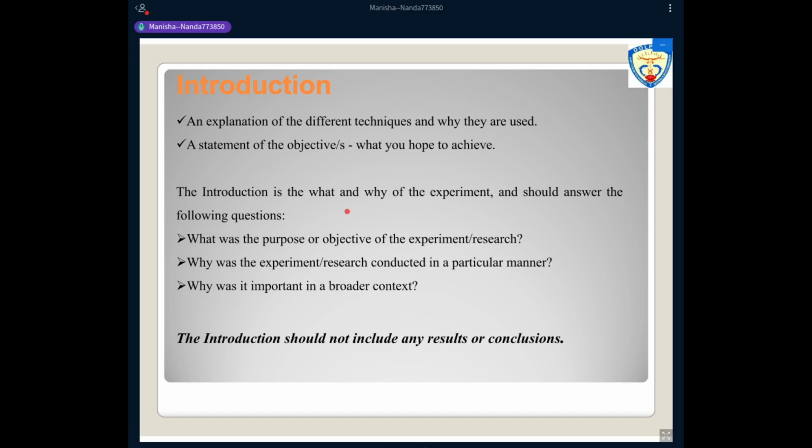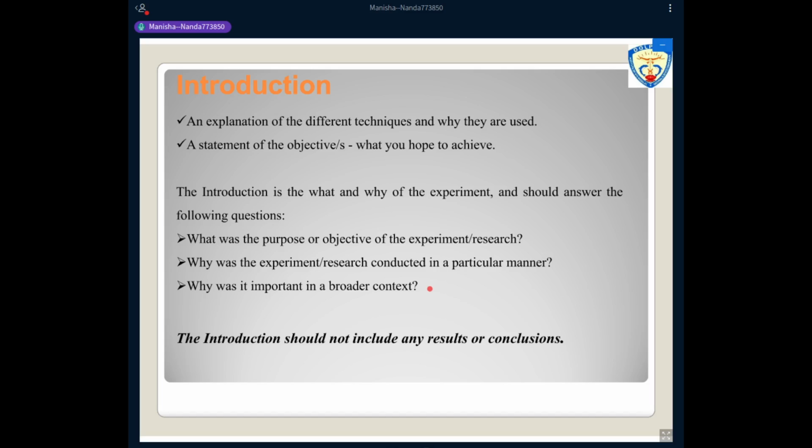The introduction is the what and why of the experiment and should answer the following questions. What was the purpose or objective of the experiment or research? Why was the experiment or research conducted in a particular manner? I mean, why have you chosen those particular methods? And why was it important in a broader context? I just mean to say, while covering all these points that I have told you that you should mention in your introduction part, you should also justify why you are using this particular method, or why you have chosen this field.